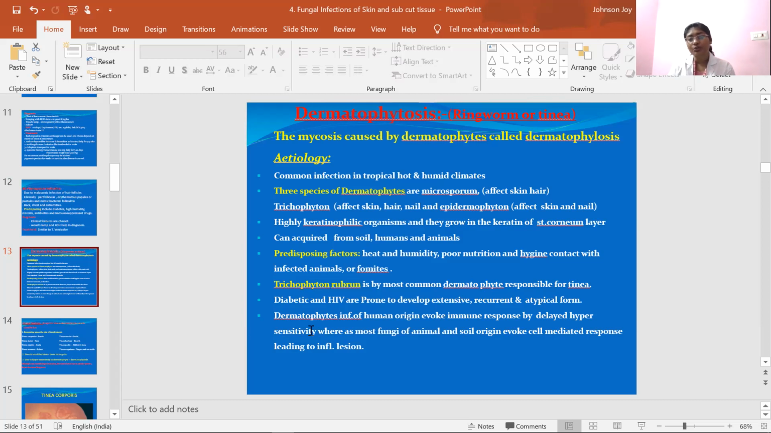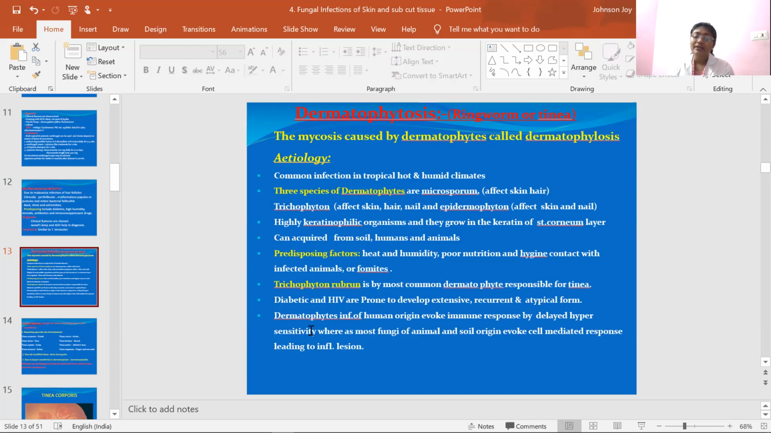Dermatophyte infections of human origin evoke an immune response by a delayed hypersensitivity, that is type 4 hypersensitivity reaction, whereas most fungi of animal and soil origin evoke a cell-mediated response leading to inflammatory lesions. So the dermatophyte infections of human origin evoke a delayed hypersensitivity reaction.